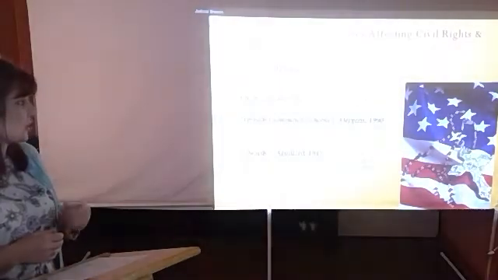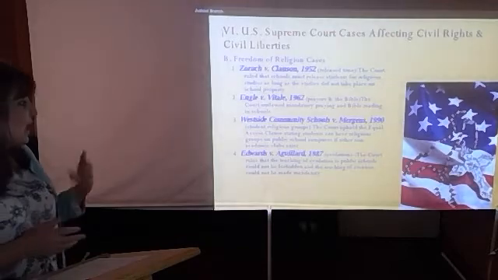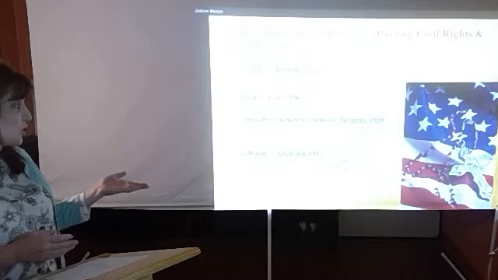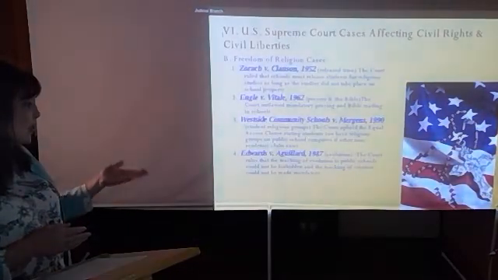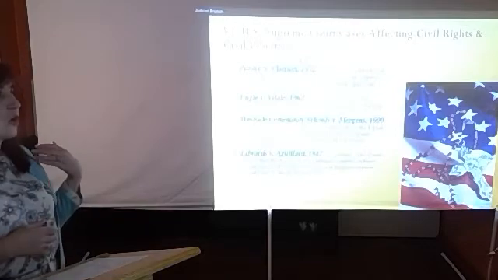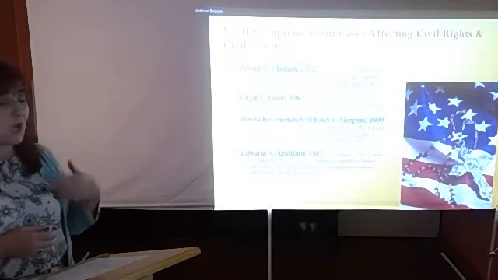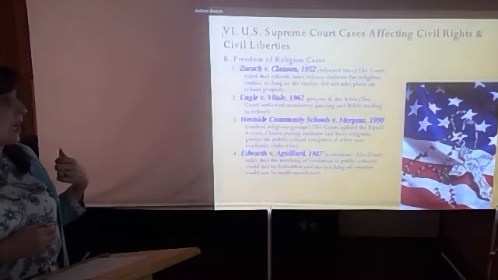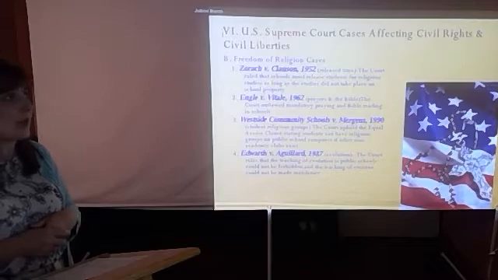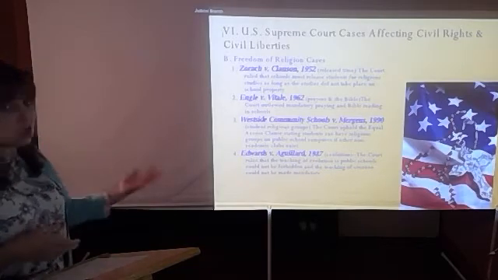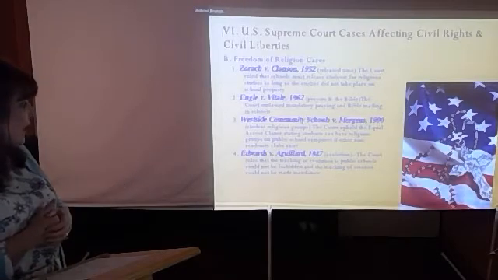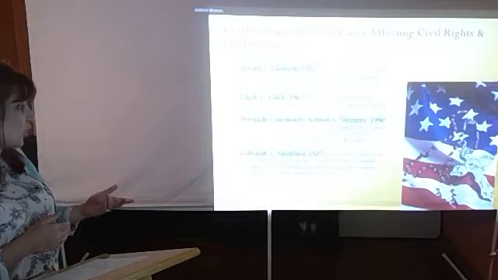Westside Community Schools versus Mergens in 1990. This says that there's equal access. There's an equal access clause that says that students can have religious groups on public school campuses if non-academic clubs exist. So if a public school has a 4-H club and a French club, well, a French club would probably be considered an academic one, but maybe a chess club, then you can have a Bible study there as well. Edwards versus Aguilar, 1987, deals with evolution.